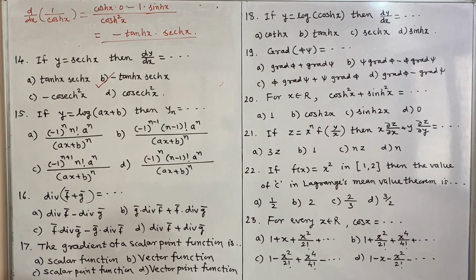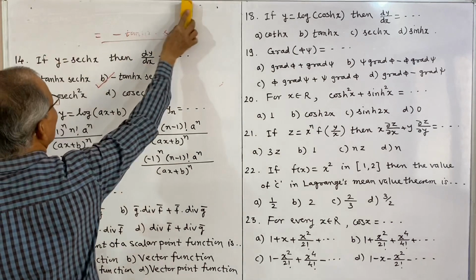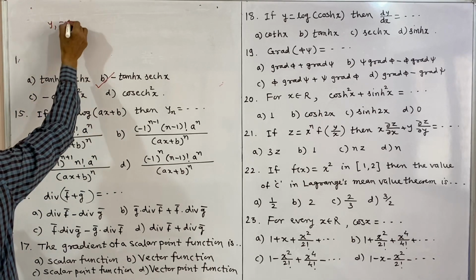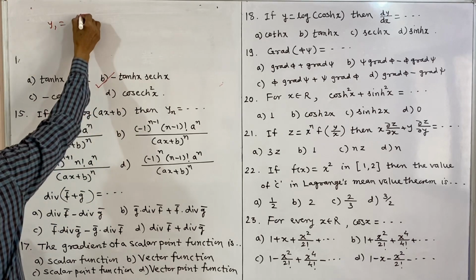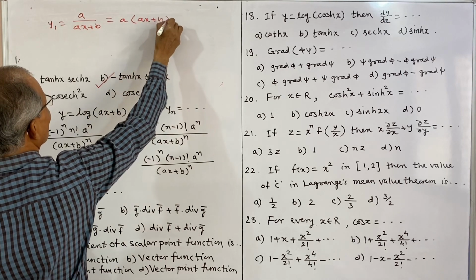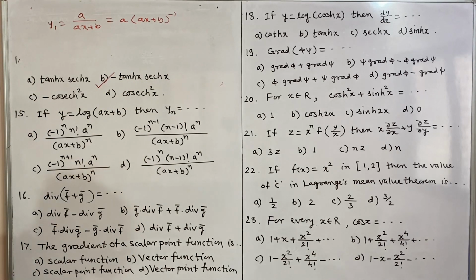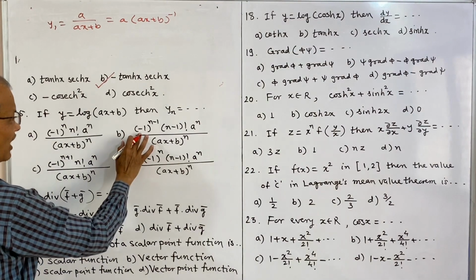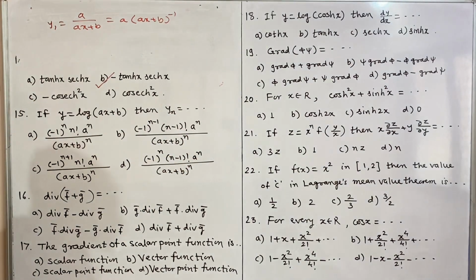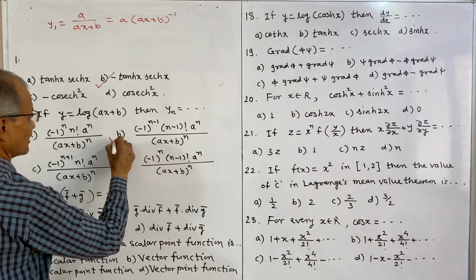Next one, if y is log of ax plus b, then yn. This is the direct formula. The nth derivative of log of ax plus b is given by standard formulae we have obtained, and you may refer. What is y1? y1 will be 1 upon ax plus b, a into 1 upon ax plus b, or that can be written as a into ax plus b power minus 1, etc. And the formula for nth derivative is this one: minus 1 to the power n minus 1, factorial, a power n divided by ax plus b power n. That is the correct alternative.